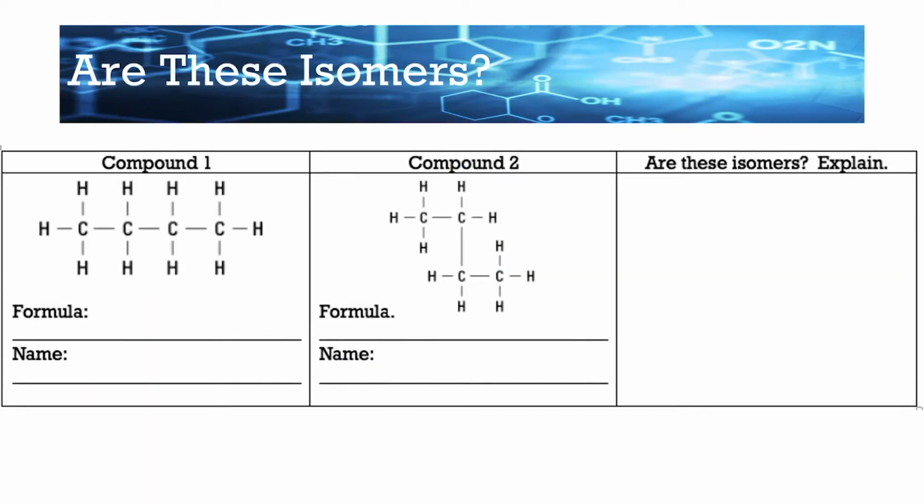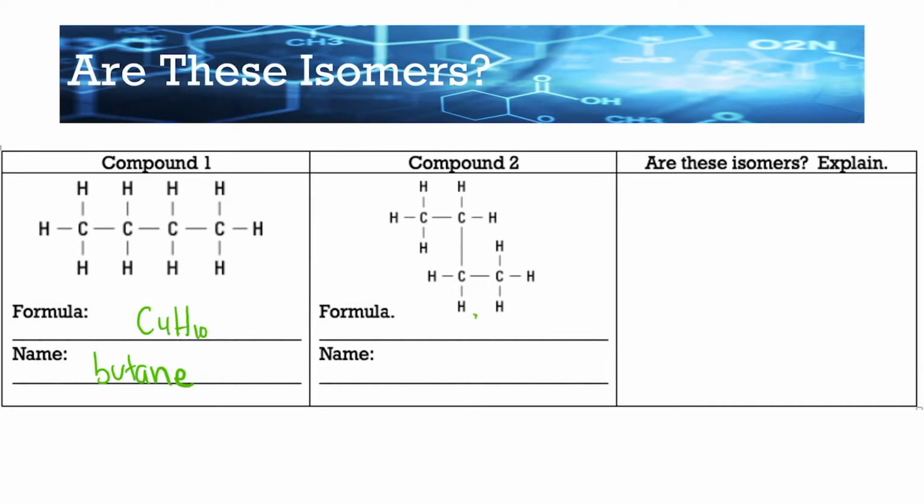Now looking at these 2. Compound 1 is the same compound 1 we used before. It's still C4H10, and it's still called butane. But for that 4 carbon longest chain, ane for the single bonds. But now, let's name compound 2. Compound 2 obviously looks different, but if we name it, then we'll see if it's actually different.